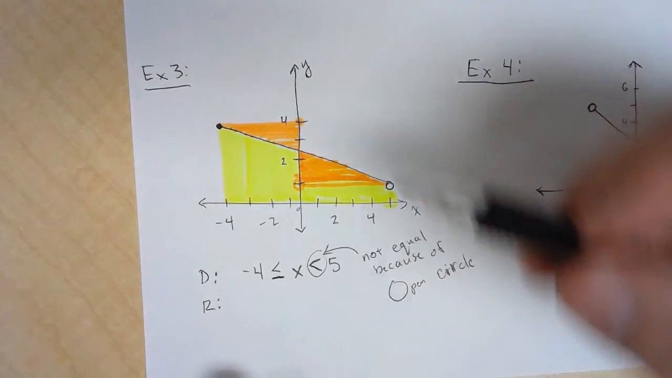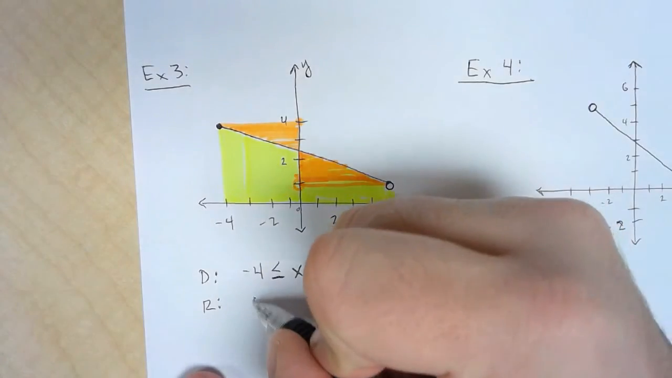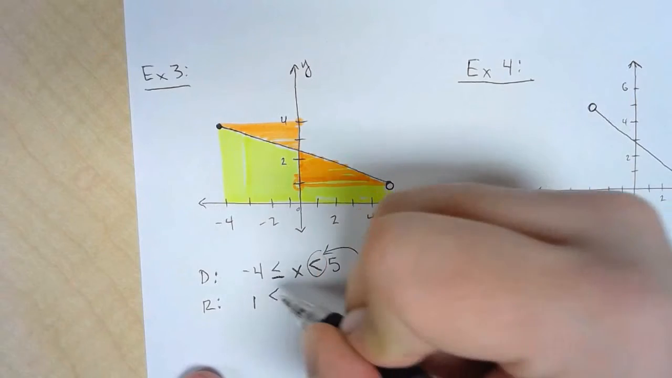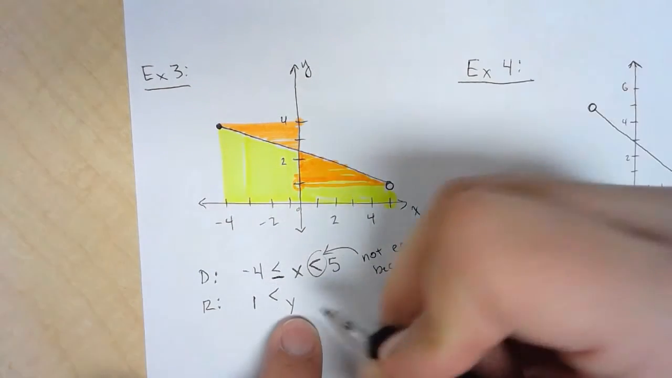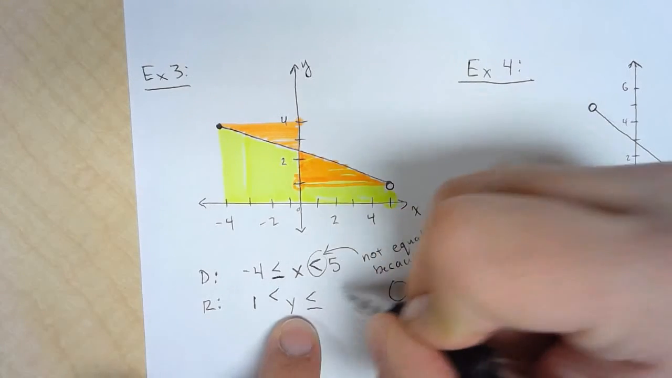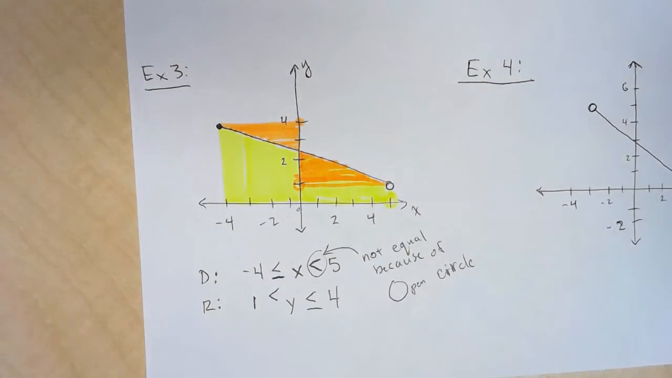Alright, so our lowest value for our range is going to be at 1. It's an open circle, 1 is less than y for our range value. So domain has x's, range has y's, is less than or equal to 4.